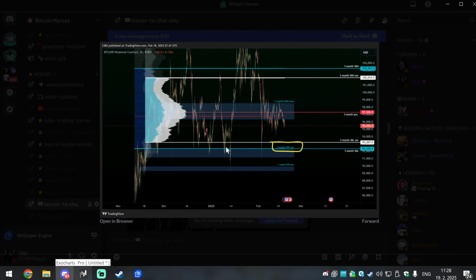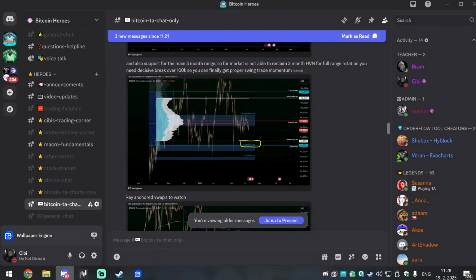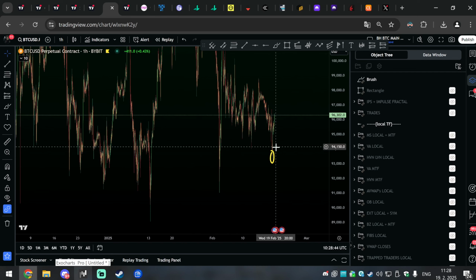You are aware of Bitcoin. What is Bitcoin doing on the 3 month range? It also wants to rotate the big range, the 3 month range. Let me show you. Trading is easy.